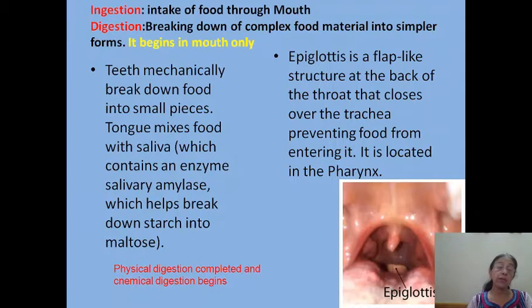So physical digestion takes place in the mouth, and chemical digestion also gets started in the mouth. Our saliva contains an enzyme called salivary amylase. Salivary amylase is an enzyme which helps break down starch into maltose.